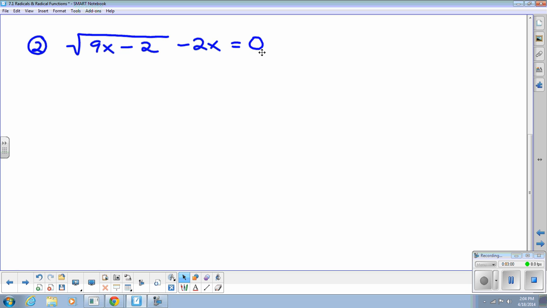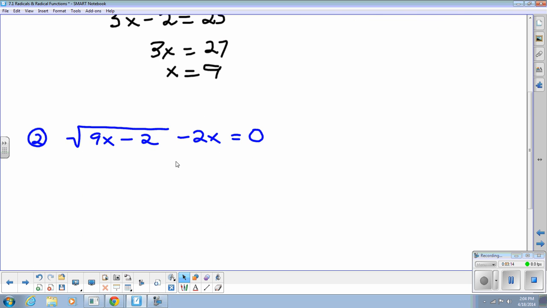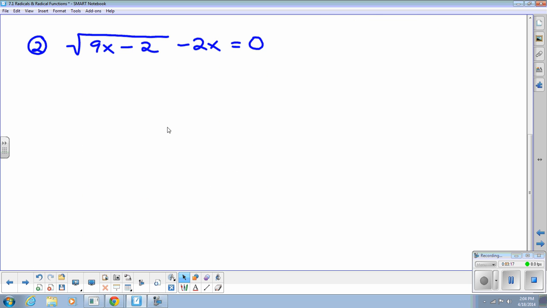When we solve radical equations, I want the radical all by itself before I do any squaring. On problem 1, I just squared it right away, because the only thing on the left side of the equal sign was the radical. In example 2, it's not, so I have to set it up so that I have the radical all by itself. How do I do that? I'm going to add 2x to both sides to isolate the radical.